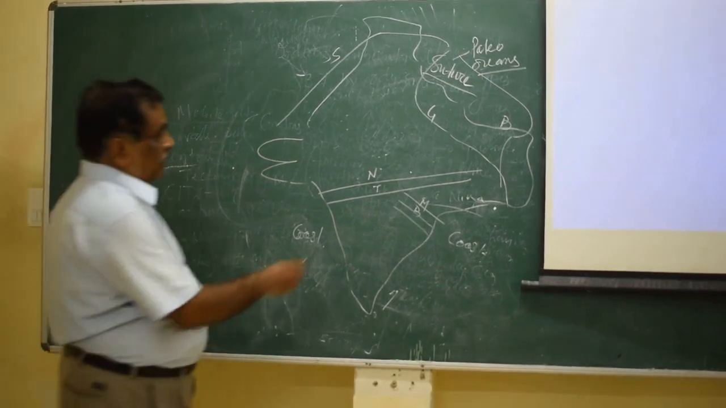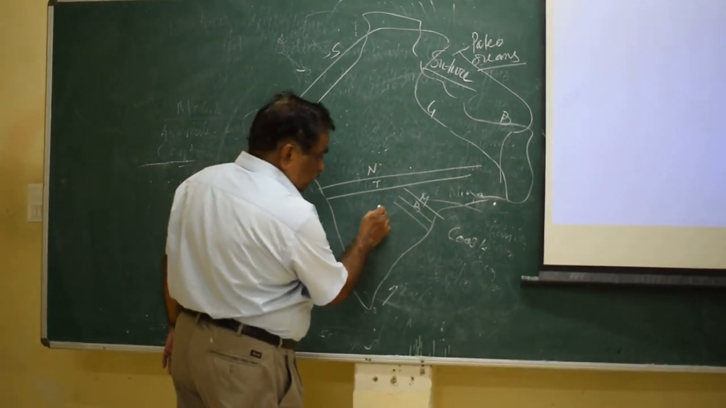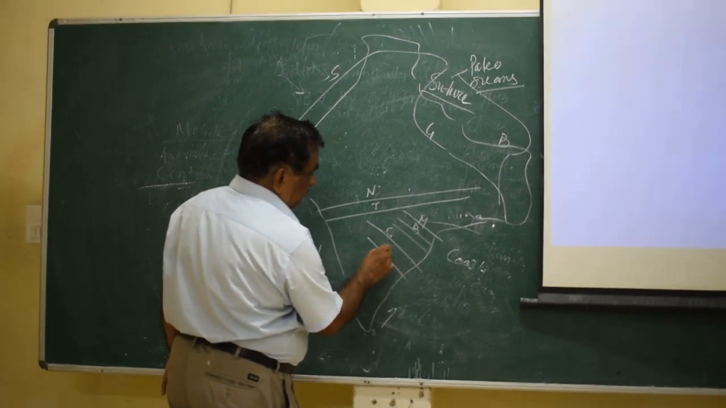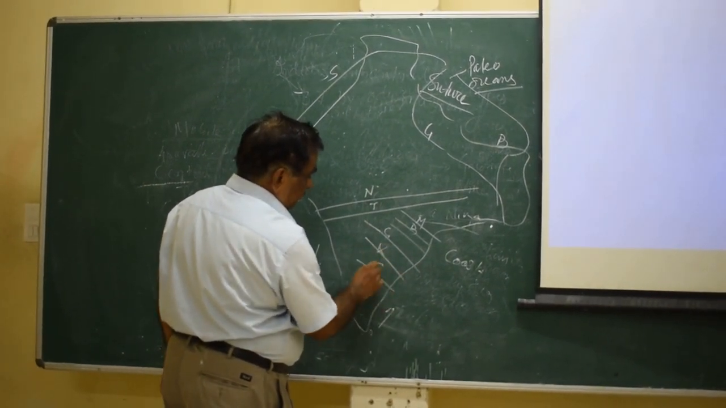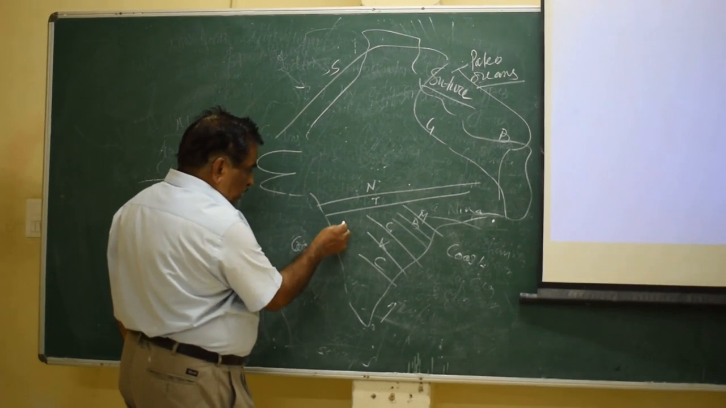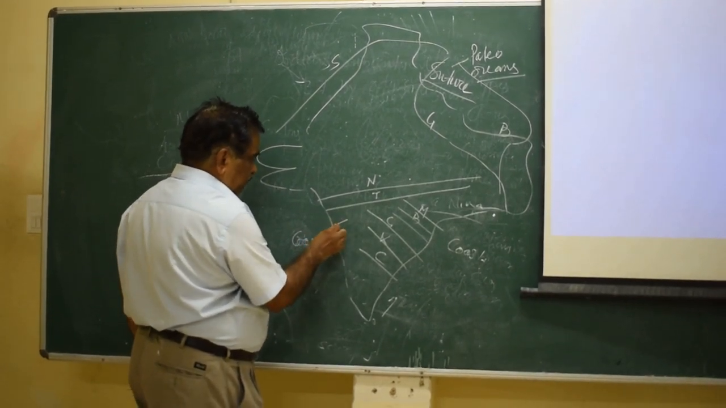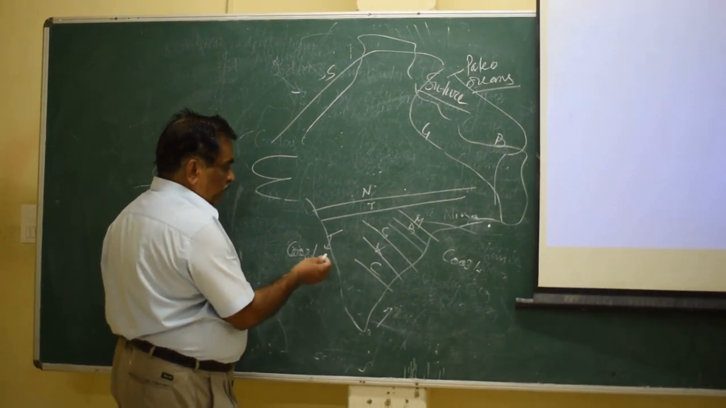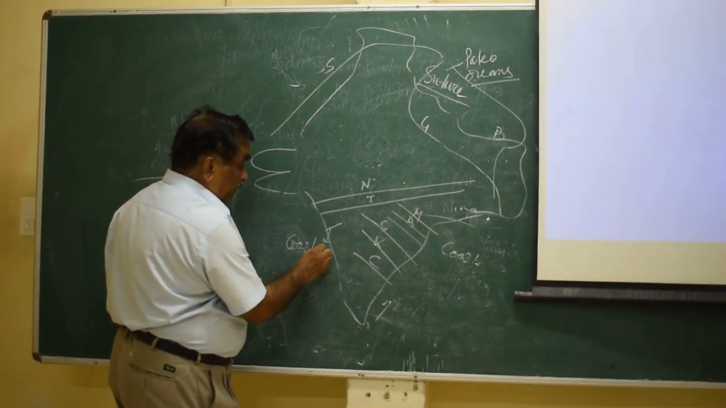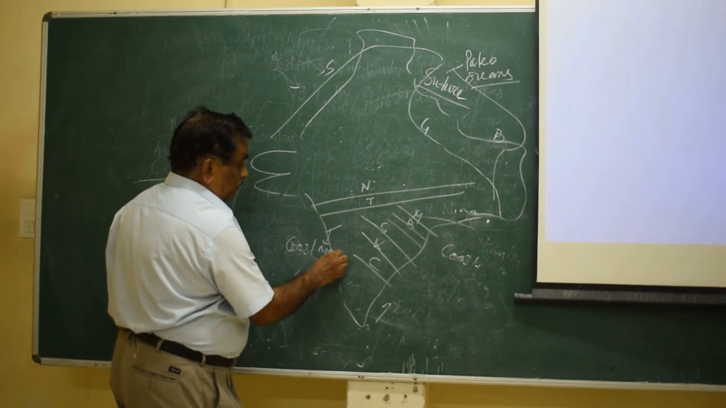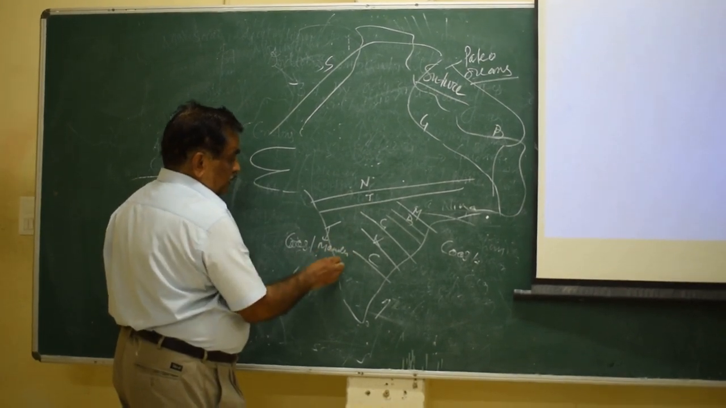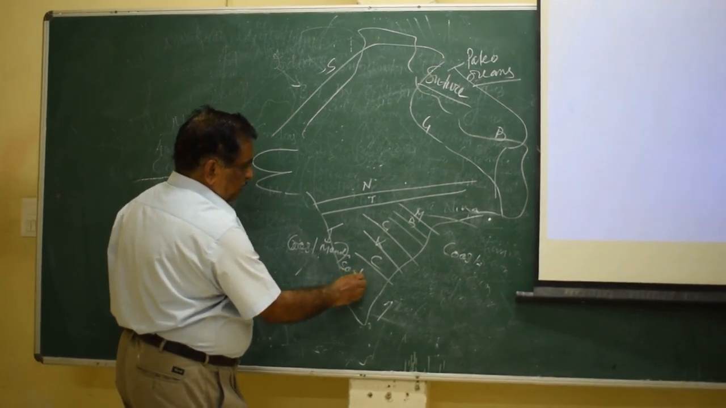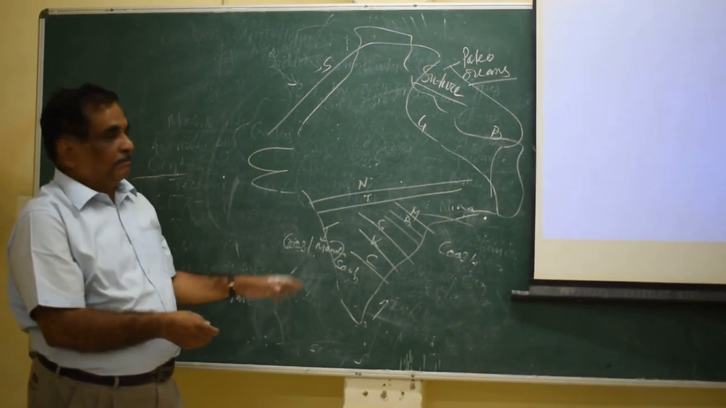We have so many rivers: Mahanadi, Brahmani, then Godavari, then Krishna, Kaveri, and there are smaller rivers on the western side. In Goa you must have heard the name Mandvi, then there is the Savitri river. There are smaller rivers.